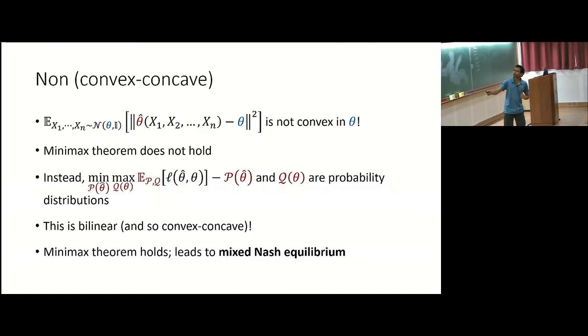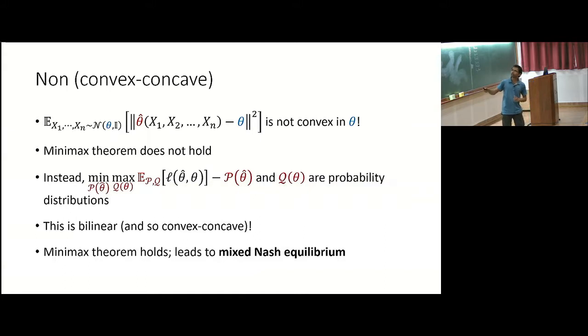Instead of requiring to find a single estimator theta hat, you relax it to find a probability distribution over theta hat, or a linear combination of estimators. Similarly, instead of finding the maximum over theta, you are allowed to take a maximum over probability distributions on theta. Then what you have is an expected value over P and Q, where P and Q are probability distributions respectively over theta hat and theta, and this becomes bilinear on the probability space, because expectation is just linear in the underlying probabilities. Once this is bilinear, it is also convex-concave, and now the minimax theorem holds.